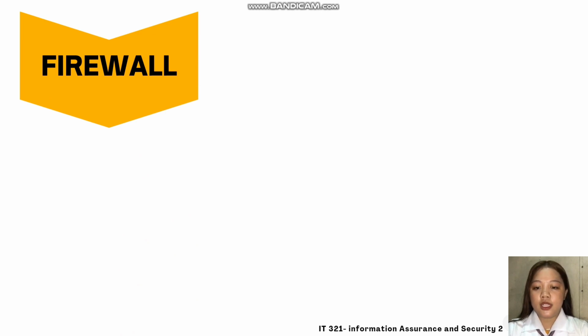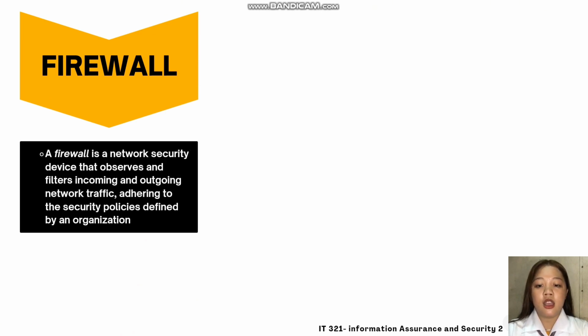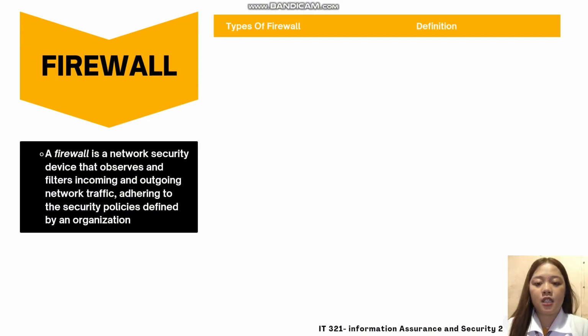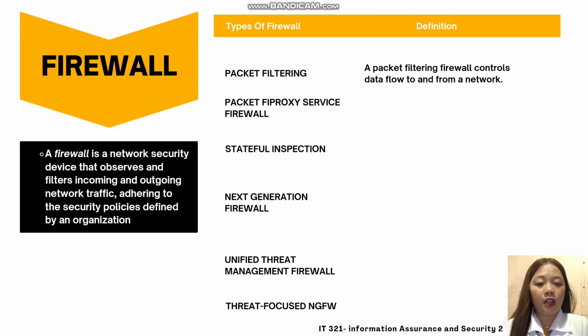Firewall. A firewall is a network security device that observes and filters incoming and outgoing network traffic, adhering to the security policies defined by an organization. The types of firewalls. First is packet filtering. A packet filtering firewall controls data flows to and from a network. An example of a packet filtering firewall is a router configured to permit HTTP traffic through port 80 but block FTP traffic through port 21.